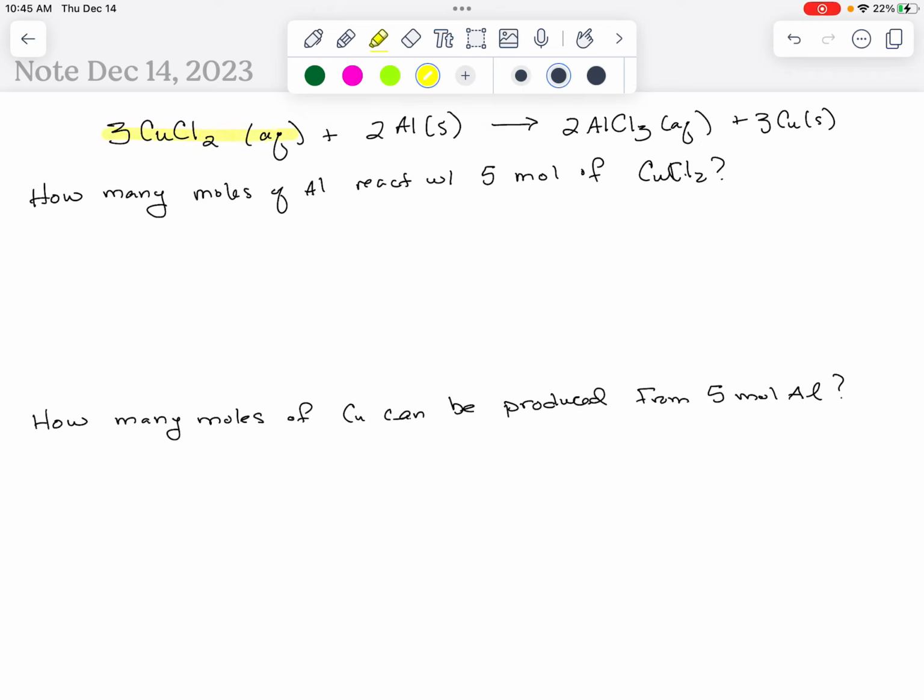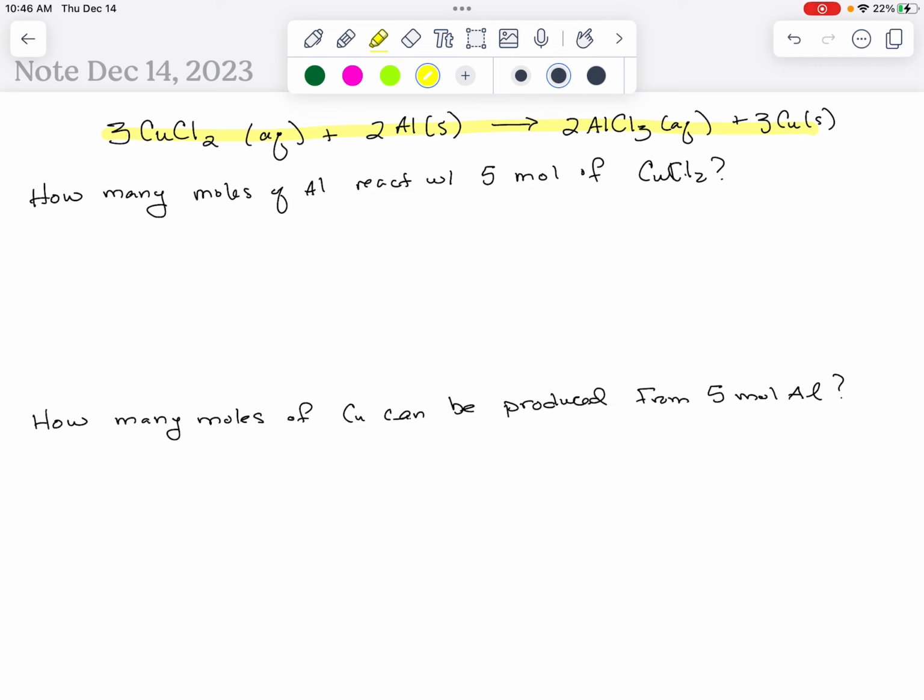So in this equation up here, we have 3 moles of copper(II) chloride aqueous react with 2 moles of aluminum solid to produce 2 moles of aluminum chloride aqueous and 3 moles of copper metal. So we can interpret that balanced chemical equation in terms of mole ratios or in terms of molecule ratio. So we could say 3 molecules of copper(II) chloride react with 2 atoms of aluminum metal, or we could say 3 moles of copper(II) chloride react with 2 moles of aluminum.